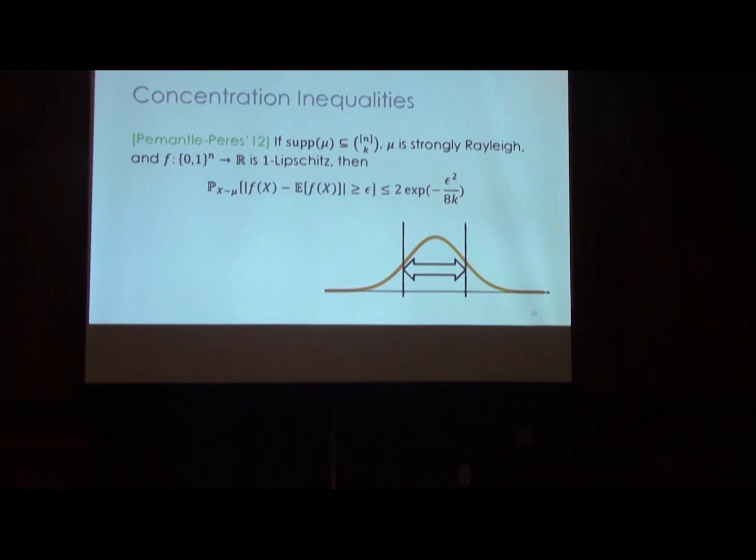One of the consequences of this is basically that you can prove concentration inequalities about these measures. Okay? So if you have a strongly Rayleigh measure, and let's say that it's supported on sets of size k, the support just consists of sets of size k, any Lipschitz function of a random variable distributed according to this measure would have Chernoff type concentration. So it's concentrated around its expectation, and this is the tail probability.